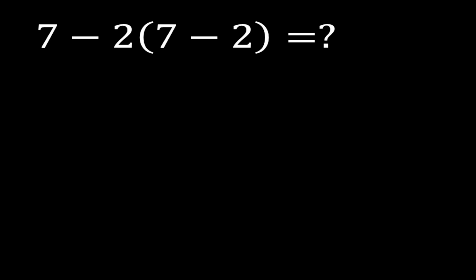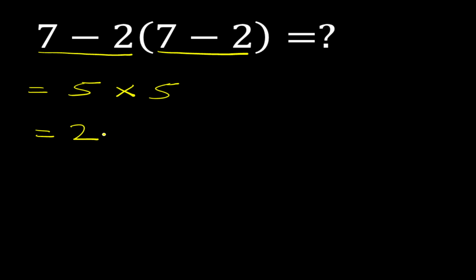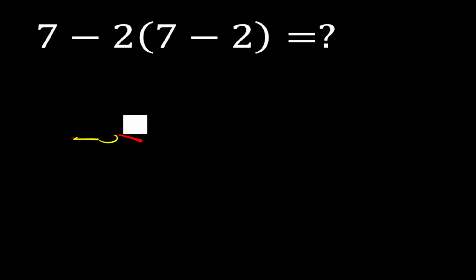So most people solve this question like 7 minus 2 is equal to 5. Then again 7 minus 2 is equal to 5. Now 5 multiply 5 is equal to 25, right? But this answer is not correct. This answer is completely wrong. So now let's solve this problem correctly by using a PEMDAS rule, right?